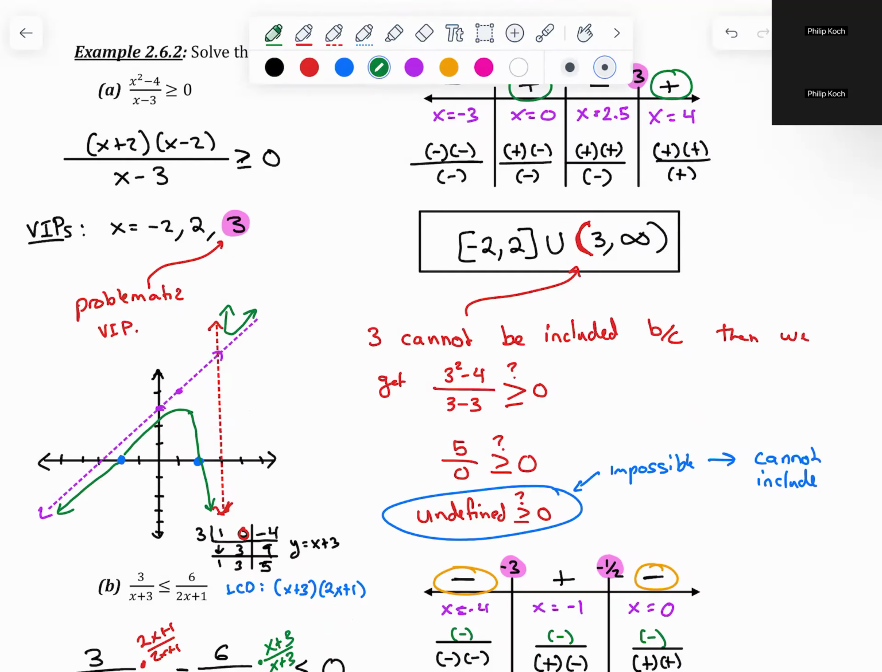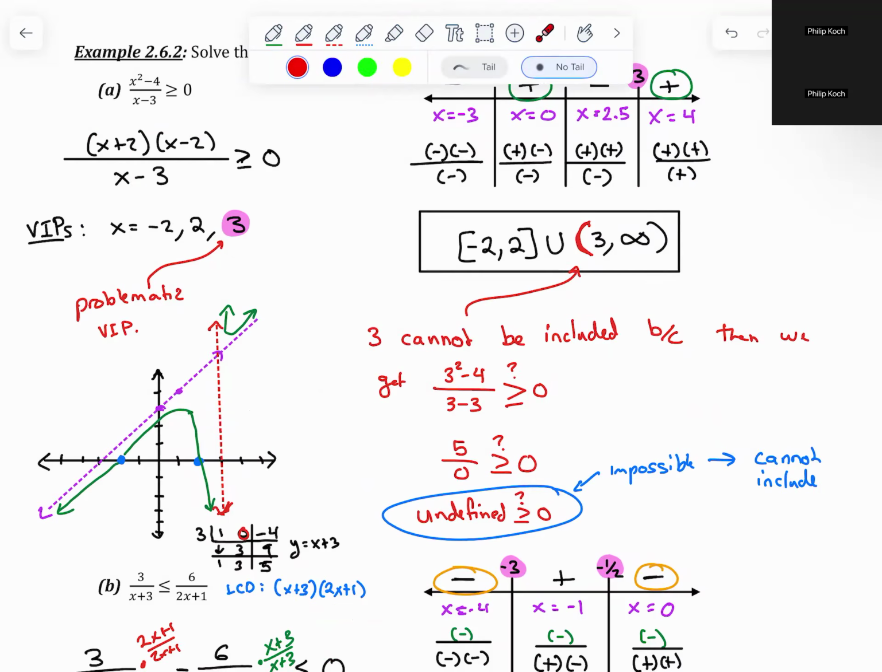What causes brackets and color? So brackets have to do with included versus excluded. If it's included, it's a bracket. And if it's excluded, it means that it's a strict inequality, or it can't be included because it makes the denominator undefined.